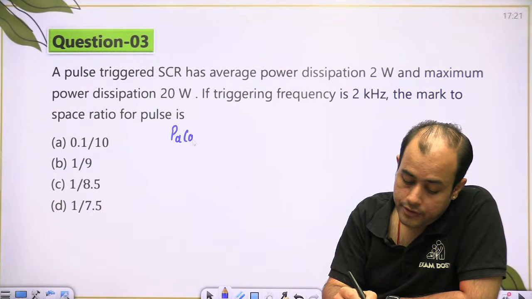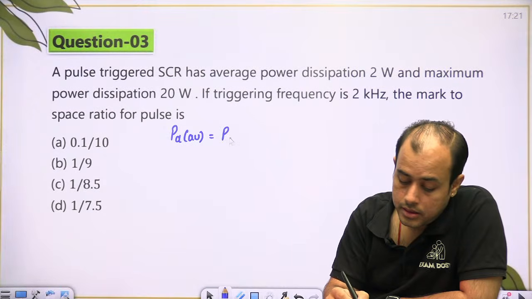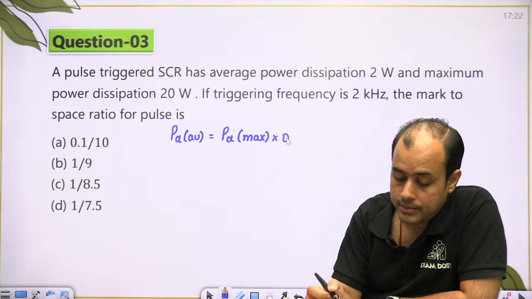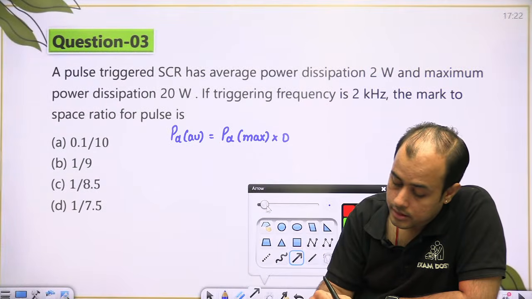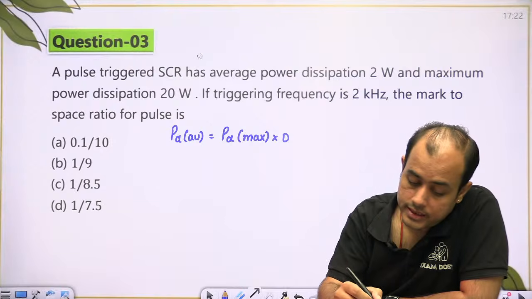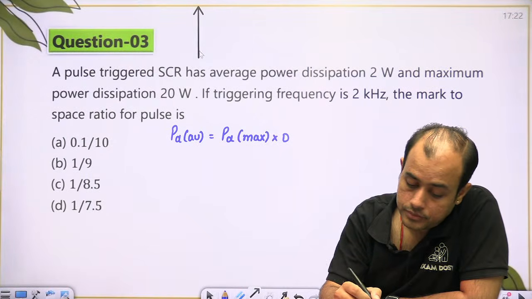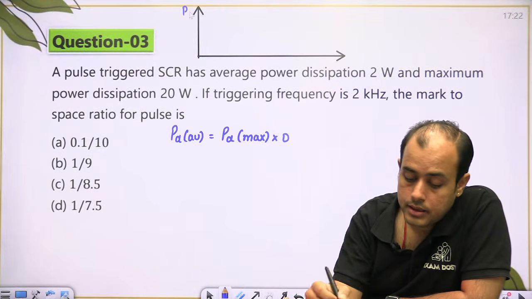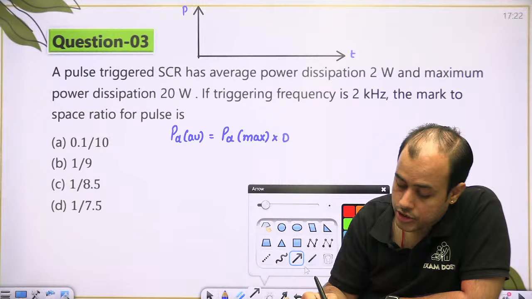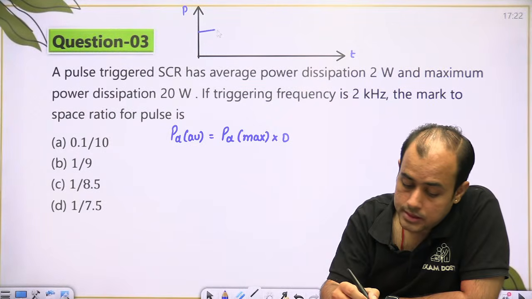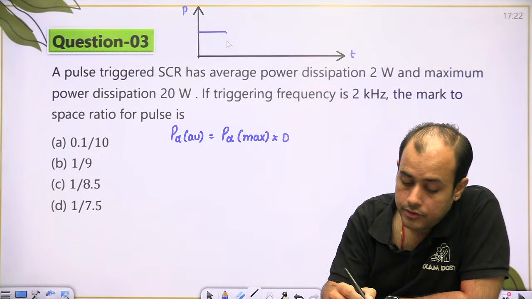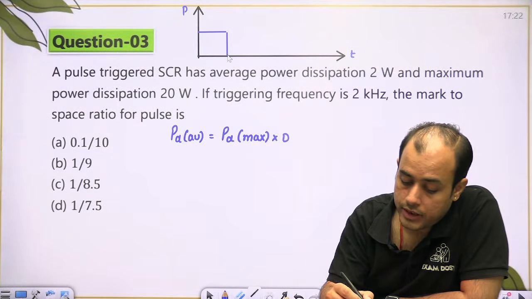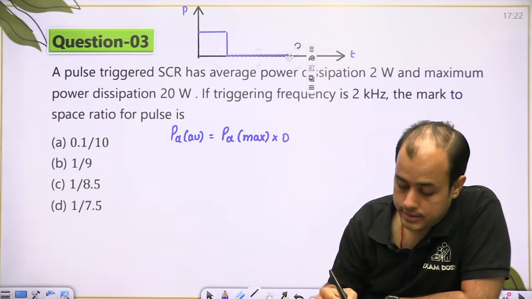Now beta, average power is maximum power into duty cycle. Why? Think of the waveform like this. When you are applying the pulse, then there will be power dissipation. जब आप पल्स लगाओगे पावर आएगी. फिर आप पल्स हटा दोगे. When you remove the supply, power dissipation will become zero. Like this.